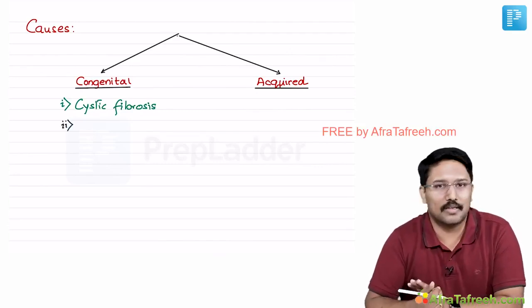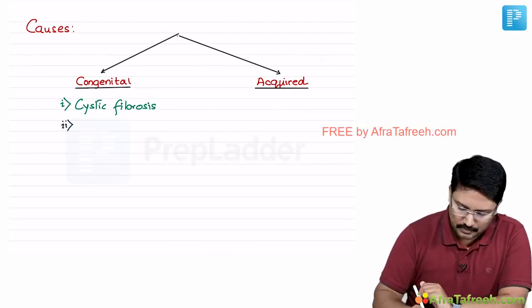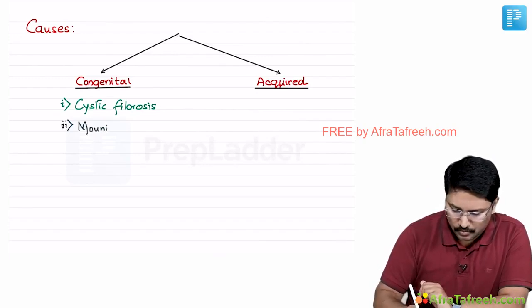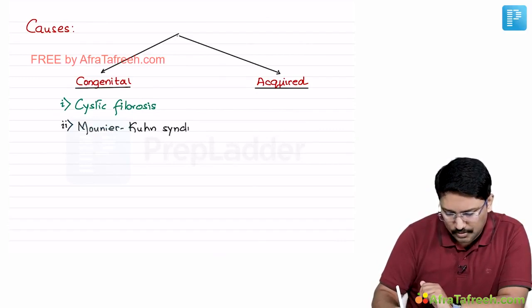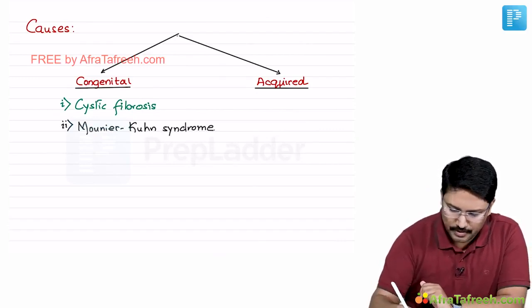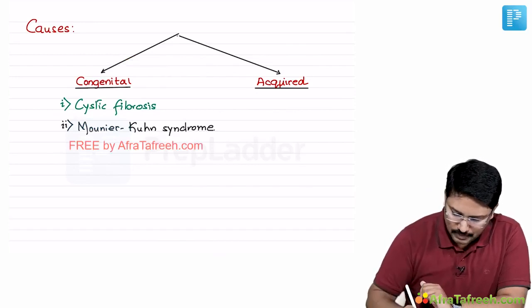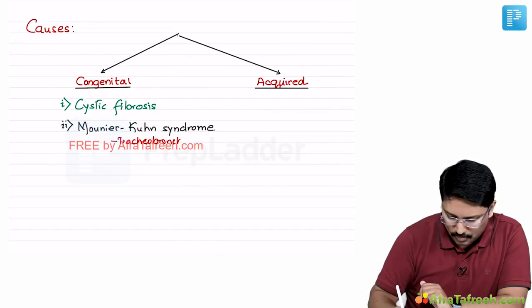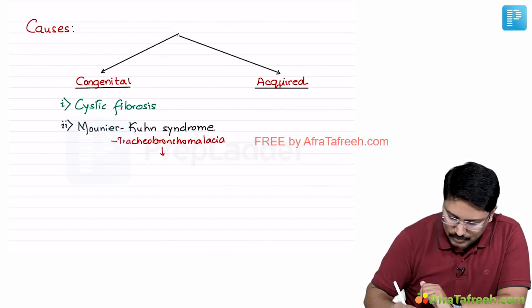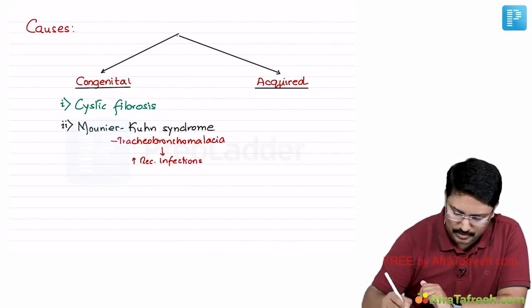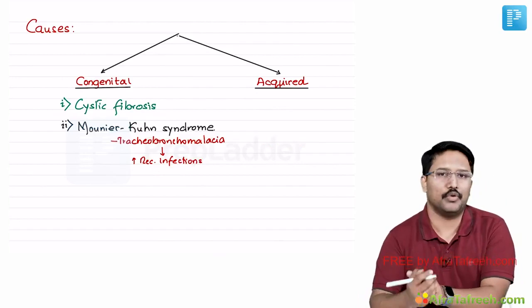Apart from that, there are various inherited conditions that one needs to know, starting with what is called Mounier-Kuhn syndrome. What is Mounier-Kuhn syndrome? This is a congenital condition where there is tracheobronchomegaly, or tracheobronchomalacia leading to tracheobronchomegaly. Now, this leads to increased risk of recurrent infections, and these recurrent infections are responsible for the patient developing bronchiectasis. That's what we call Mounier-Kuhn syndrome.